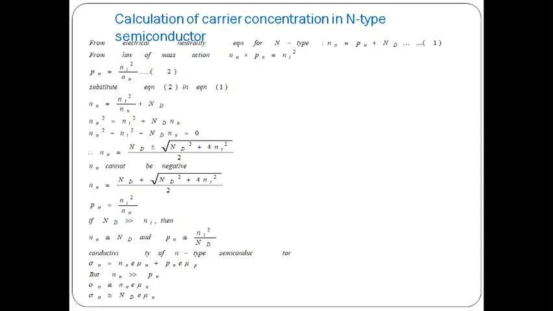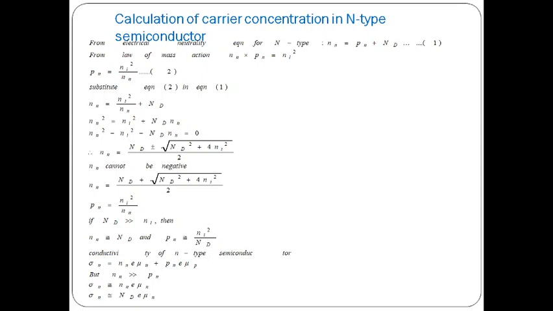Today, we'll calculate the carrier concentration in extrinsic semiconductors, that means N-type semiconductor and P-type semiconductors, and Fermi level of N-type semiconductor and P-type semiconductor, and Fermi level of extrinsic semiconductors with respect to intrinsic Fermi level, along with how the Fermi level is affected by temperature.